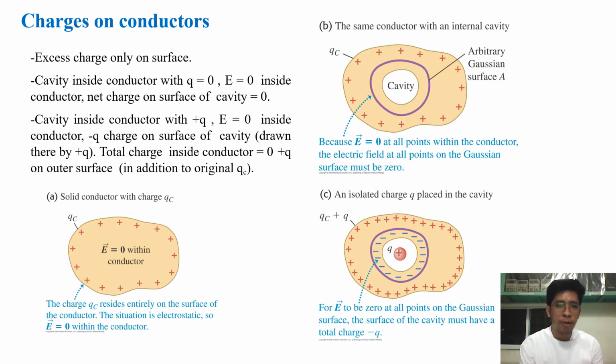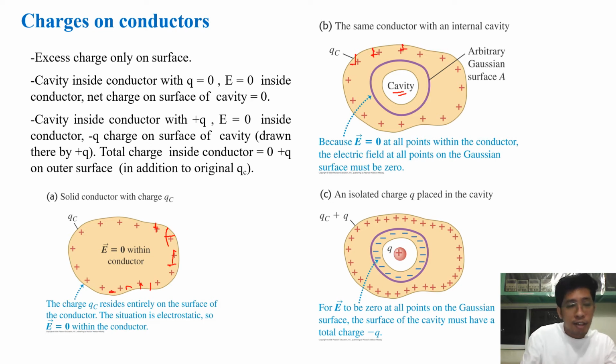Important also to this discussion are the charges on a conductor. Basically, the excess charge resides only on the surface of your conductor. If you have a cavity inside the conductor with Q equals 0, meaning there's no charge in this cavity, E is 0 inside the conductor. So there's no electric field inside this conductor, and all the net charge resides on the outer surface. It resides on the surface.